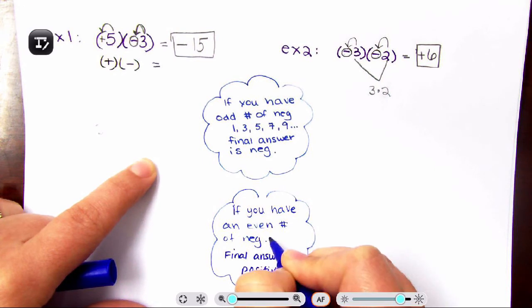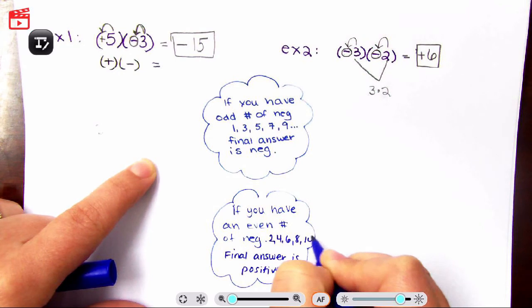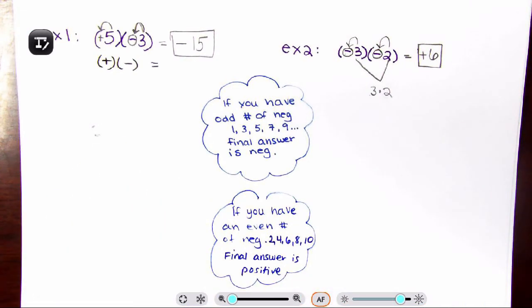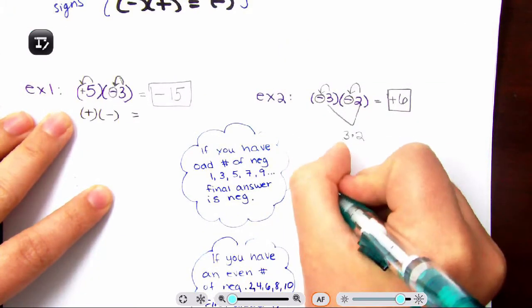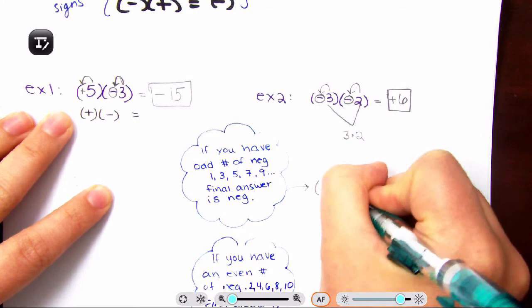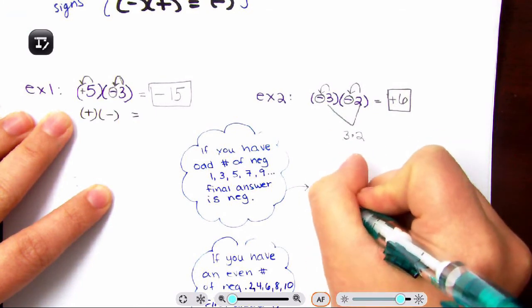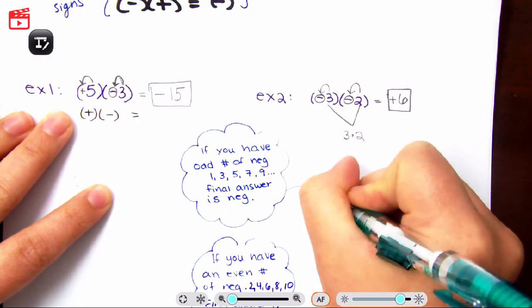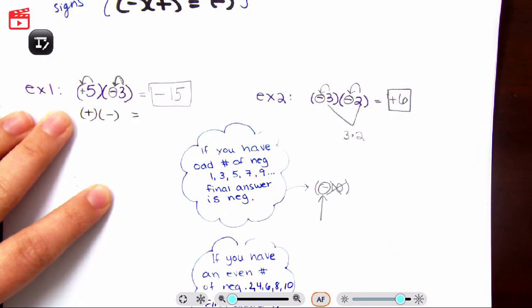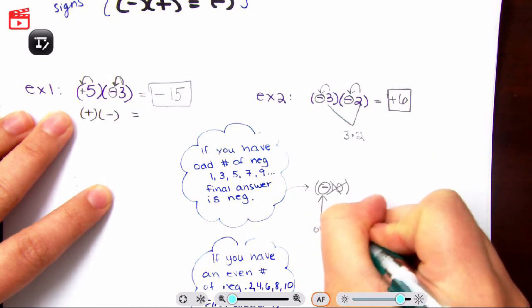Now, even numbers are 2, 4, 6, 8, 10. Now, this is not the numeric, so I don't want you guys to get confused. So if I have negative 10, 10 is even, but I'm not counting this. We're not counting the actual number. We're counting how many negatives I physically drew. So I just put one negative, so this is one negative.